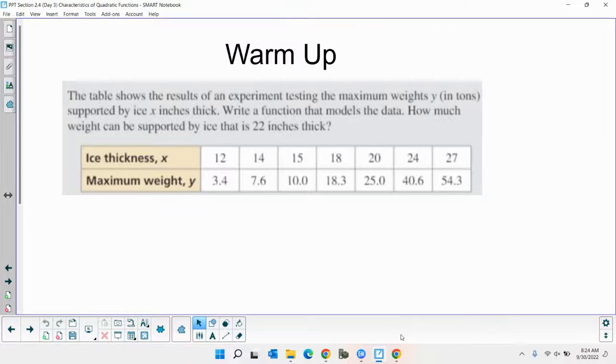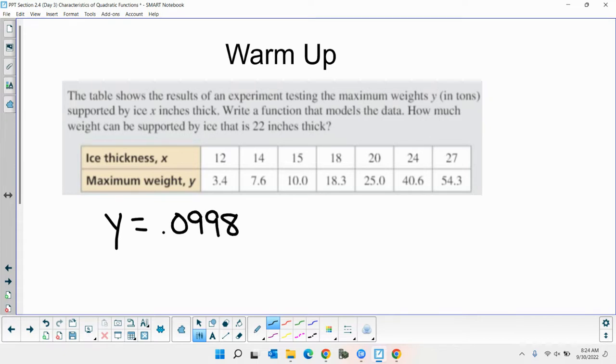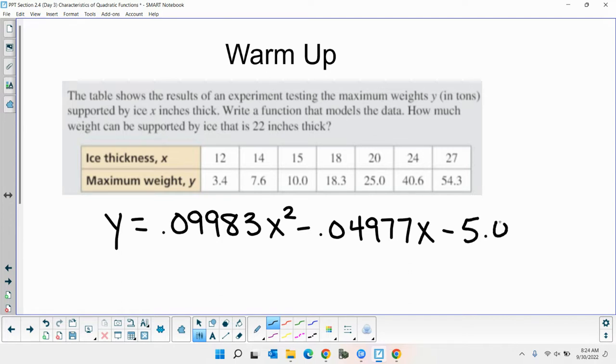All right. So what'd you get for your equation, Preston? 0.09983 x squared. Let's stop right there. You guys agreeing with him? Okay. Go ahead. Minus 0.4977. Yeah. And minus 5.0078. Okay, so it's kind of a weird looking equation, right?